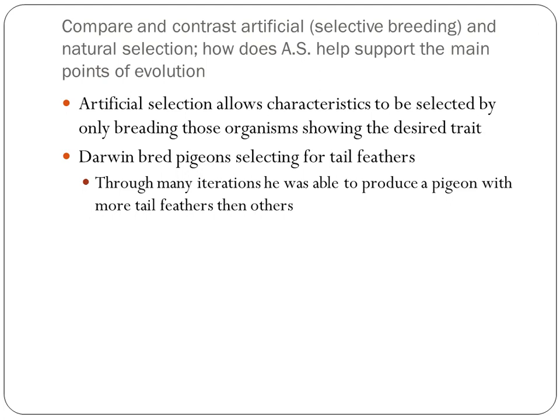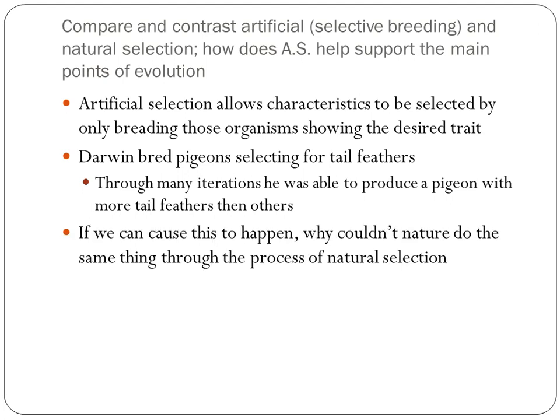And this actually helps support the idea of natural selection, because if we can cause this to happen, why couldn't nature do the same thing through the process of natural selection? If you think about it, we can influence the species by that much, so why couldn't some other thing try to make it survive, help prevent it, or prevent it from surviving? Why wouldn't the species try to adapt to those situations as well? And so that helps to support the idea of natural selection.